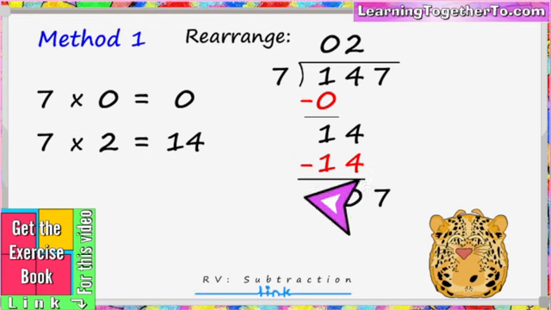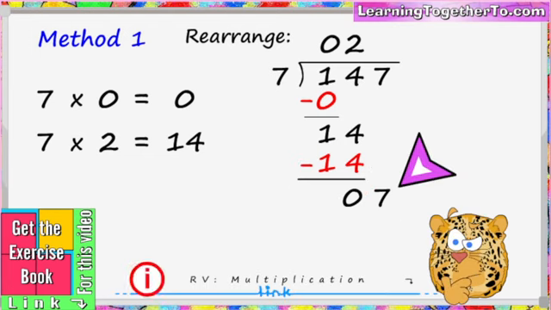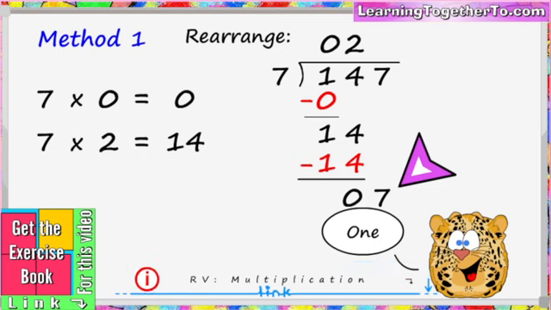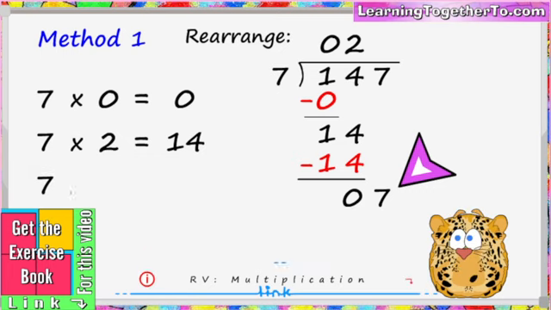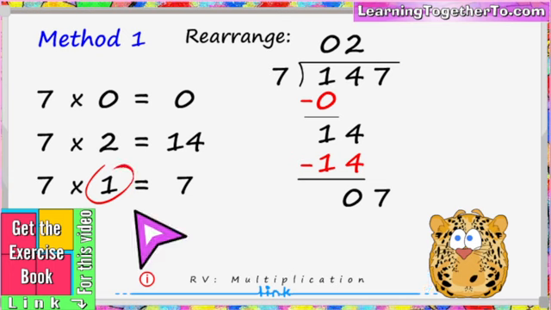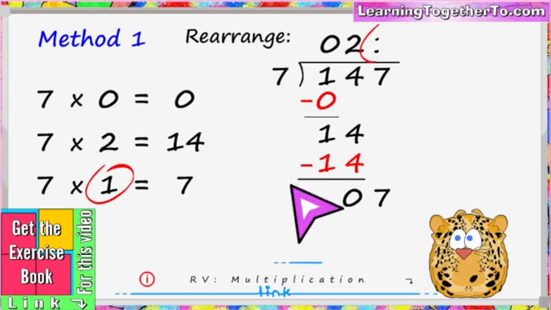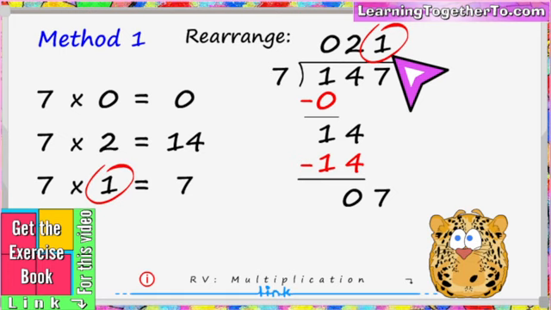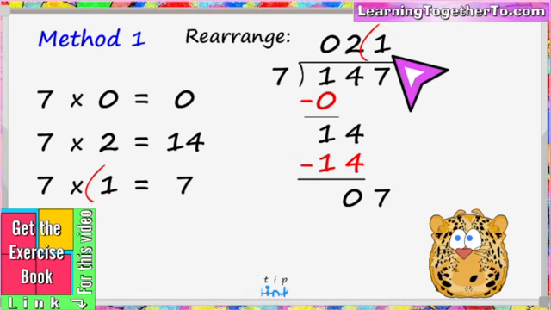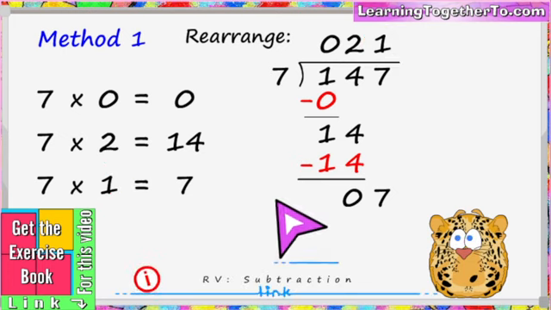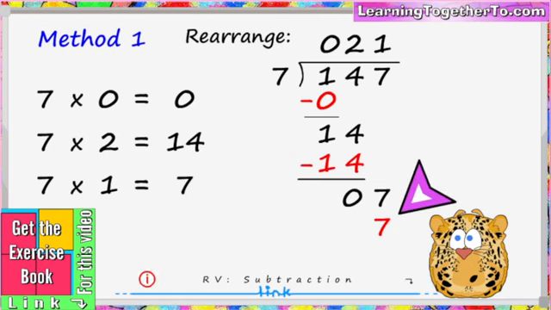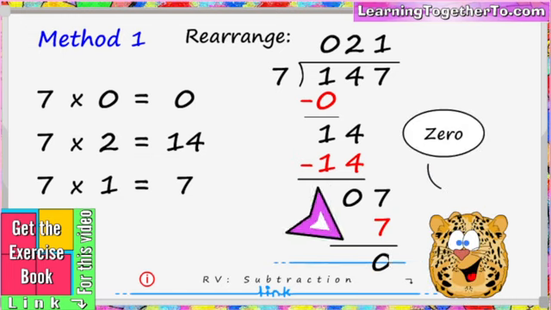How many times does 7 go into 7? 1. That's right, Simon. 7 times 1 is equal to 7. Let's write the 1 above the bracket next to the 2 in the same column as the 7. Now, let's write the 7 down and subtract it. 7 minus 7 is equal to 0. Well done, Simon.